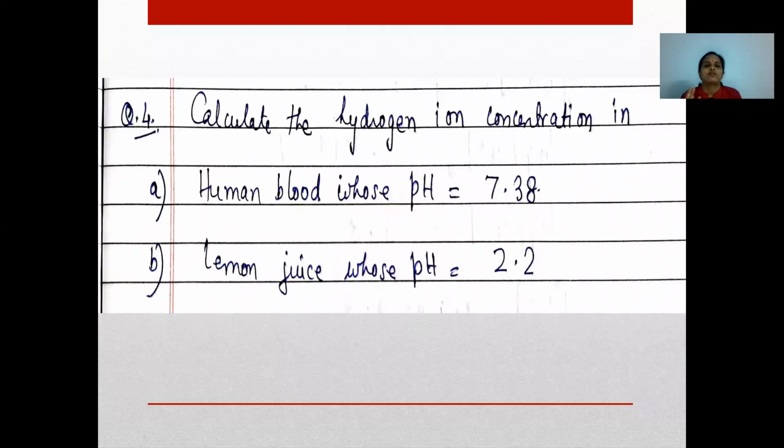Now look at question 4. Question 4 is, calculate the hydrogen ion concentration in human blood whose pH is 7.38 and lemon juice whose pH is 2.2. So in this question, you have been given the pH and you have been asked to calculate the H plus ion concentration. So let's see one by one how to calculate.